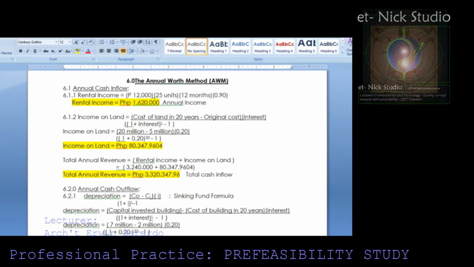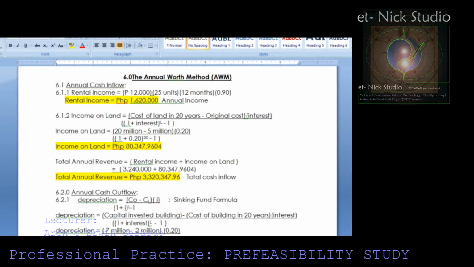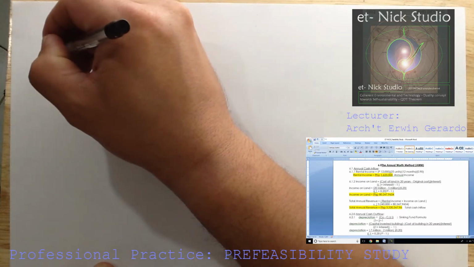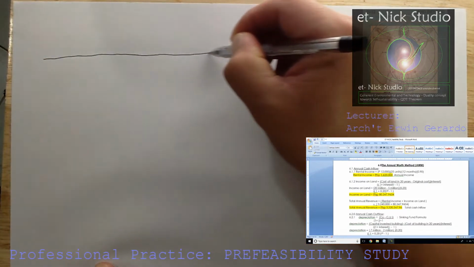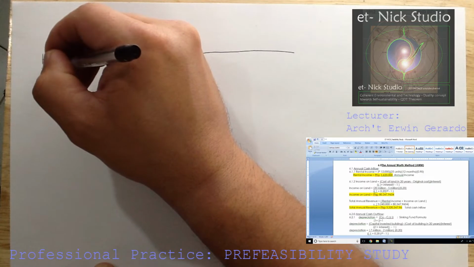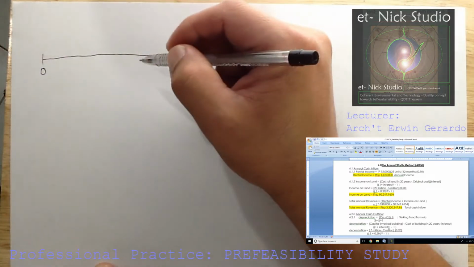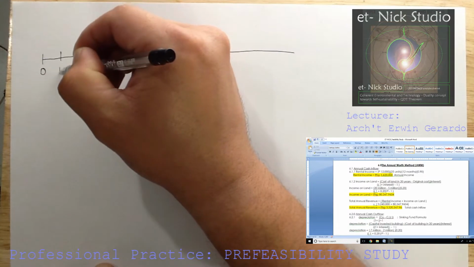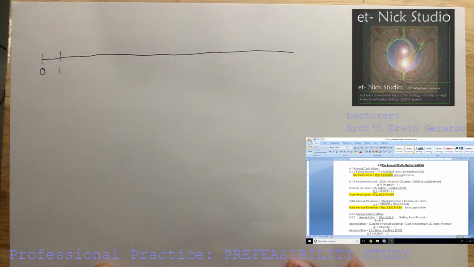Now let us go over the diagram of the annual worth method. For the annual worth method, take note that all throughout the year you need to consider the benchmark. It is best understood if we write it in this form. A diagram is best presented to explain our topic. Zero means that this is the start of the year or the beginning of the period. Then take note that 1 represents 1 year or annually.